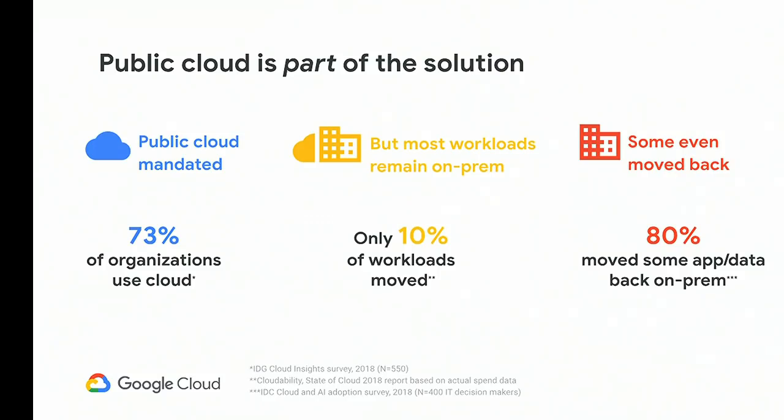So GKE On-Prem is obviously an on-prem version of GKE. Who uses GKE today? Excellent. So we got a lot of Kubernetes folks here that understand it. GKE On-Prem is the idea of bringing that to a platform other than Google. And that's because although many people have mandated public clouds, they want to use them, 73%, but only 10% of workloads have actually moved over. So there's still almost 90% of workloads in many enterprises that are still in on-prem environments.